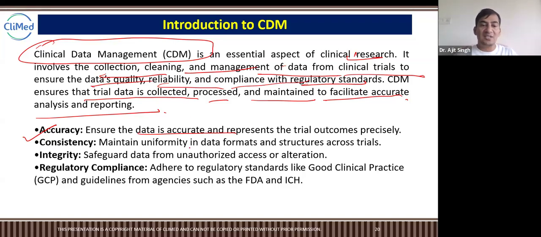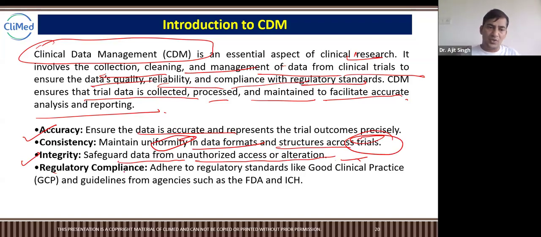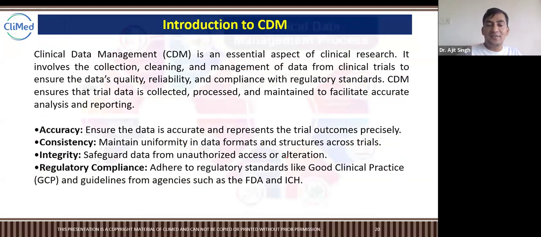Consistency means uniformity in data formats and structures across the trials, meaning even across the sites. Integrity means safeguarding the data from unauthorized access or alteration, so nobody can alter it. They have data locking systems, and you will learn about data locking in the CDM classes. Then they follow GCP, good clinical practice, for adherence and security of the data, and other guidelines like those from ICH and FDA, right?